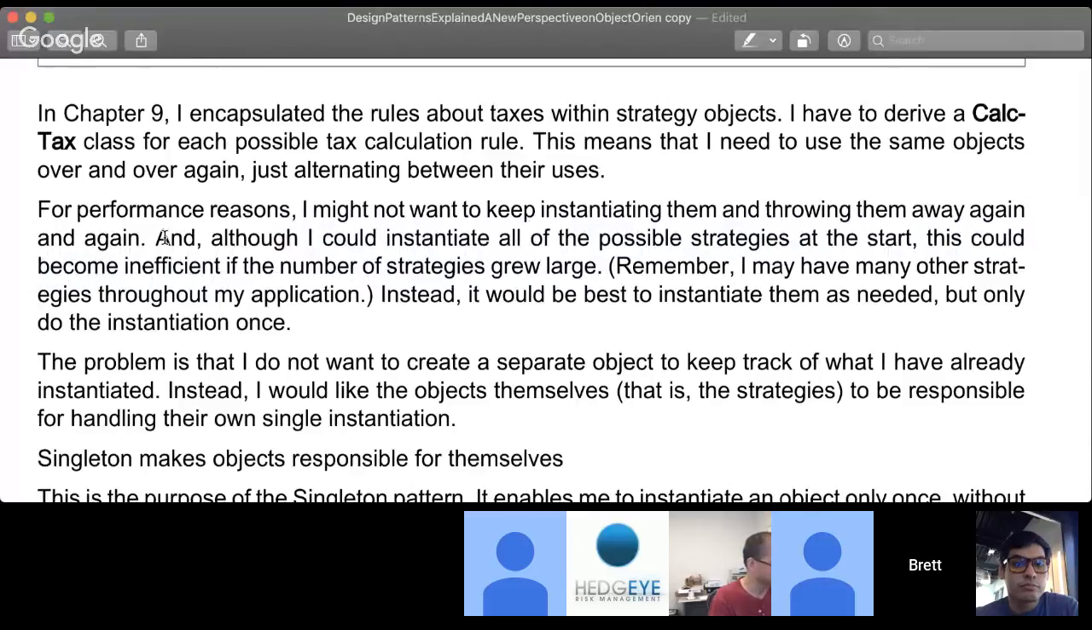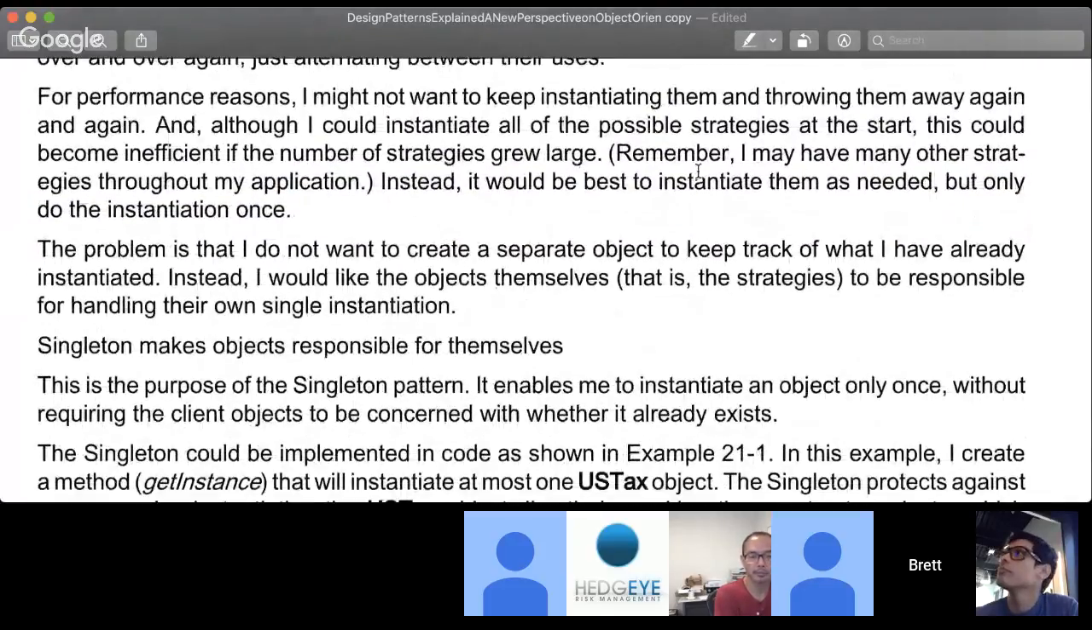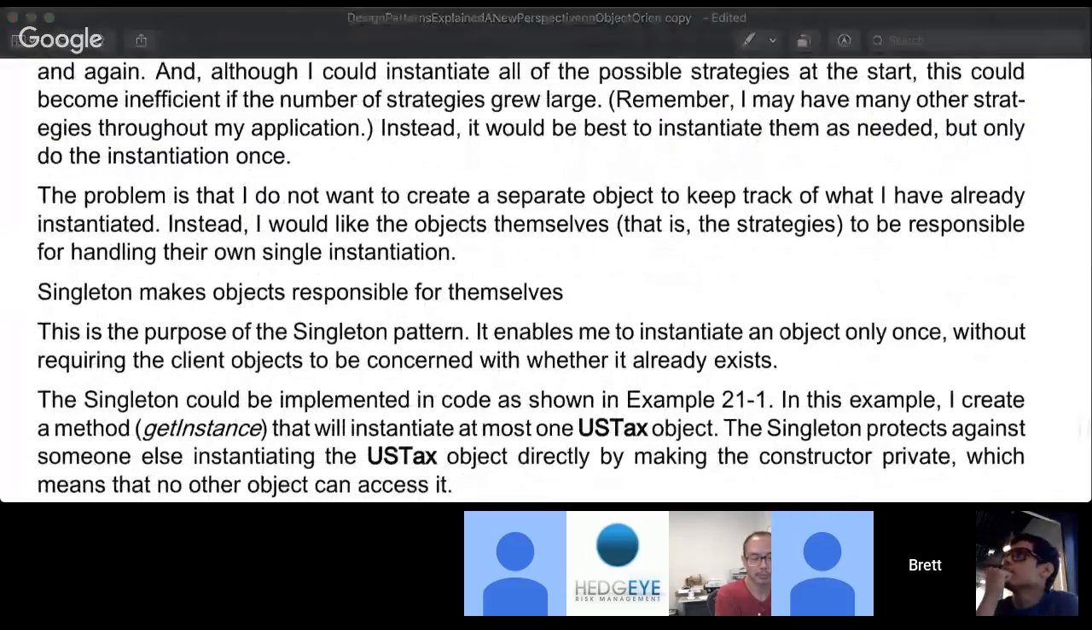I guess if you wanted a singleton of some object, maybe you could pass it across the views of the controller. Yeah. Okay. So instead, it would be best to instantiate them as needed, but only do the instantiation once. One problem is that you don't want to create a separate object sometimes so that you can keep track of what you've already instantiated.